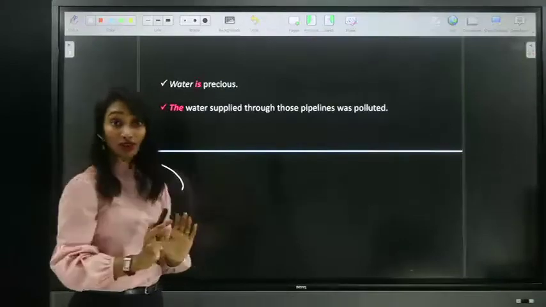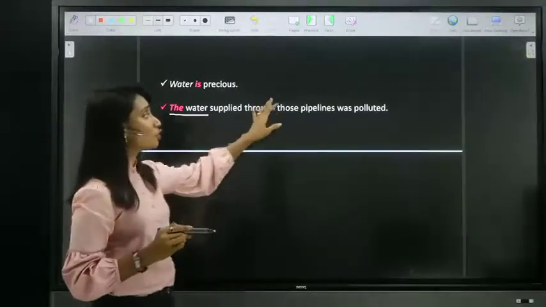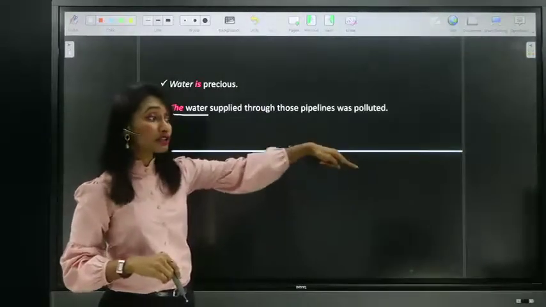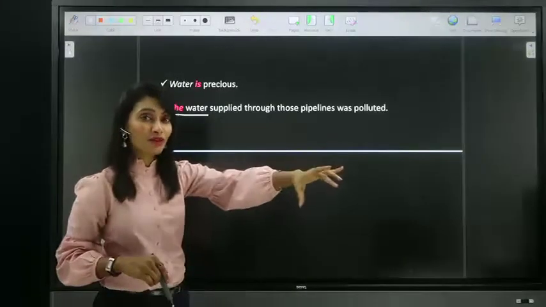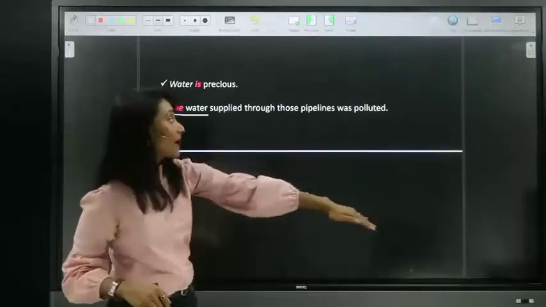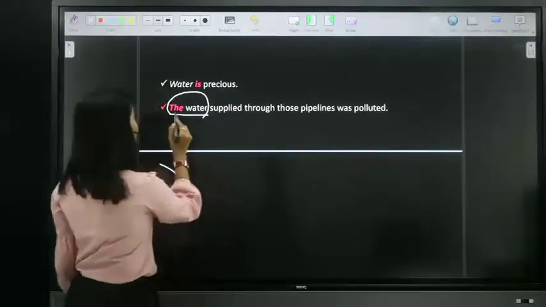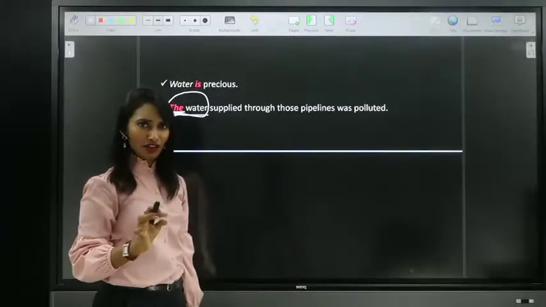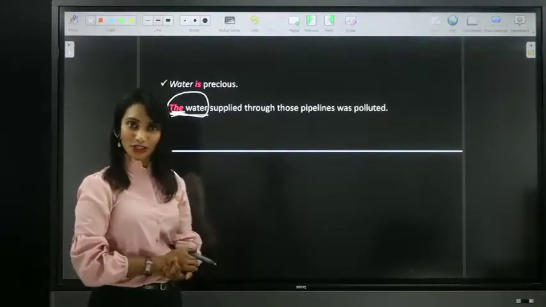Entire water is precious. But if you look at this sentence, The water supplied through those pipelines was polluted. Which water? The water. Here we are particularizing. Here we are specifying. Specific water. Particular water supplied through those pipelines. See guys, when we particularize, when we specify, then use the definite article the before material nouns. When we do not, please don't use any article before material nouns.